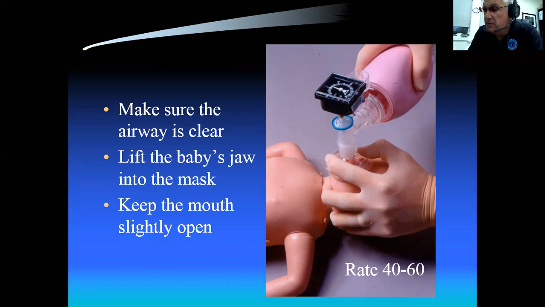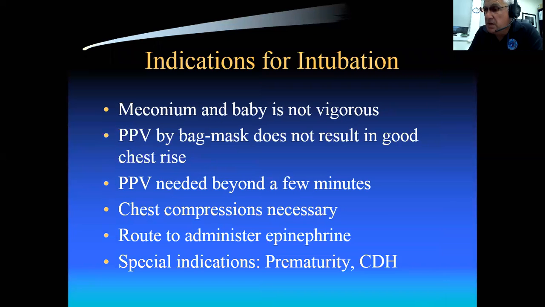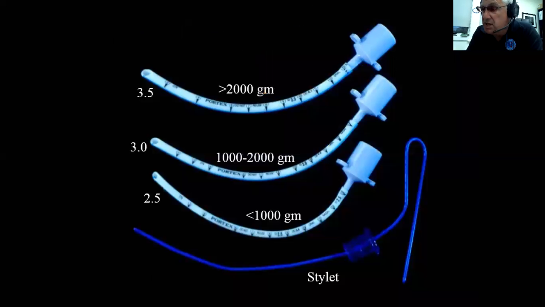Okay, and we ventilate at a rate of 40 to 60 breaths per minute. Again, you don't have to worry about the intubation, but there may be certain situations where the paramedics choose to intubate the baby. Most paramedics have never intubated a baby, so they're going to be nervous. But the main indications would be there's meconium, or you can't get chest rise when you're using the bag valve mask. Those are the main two indications.